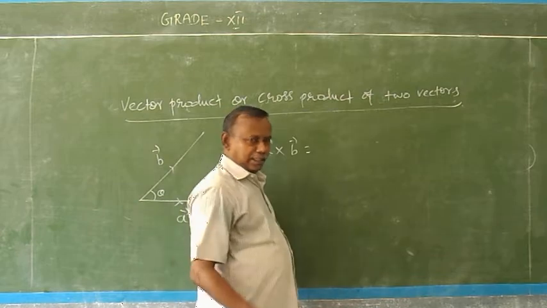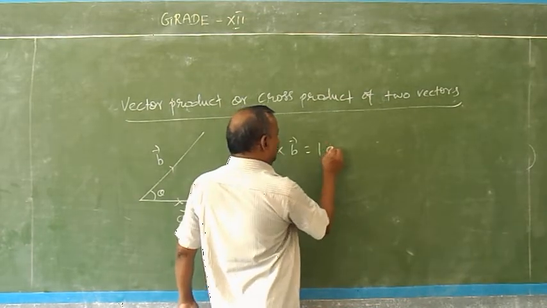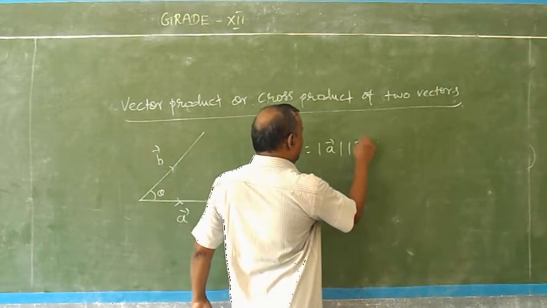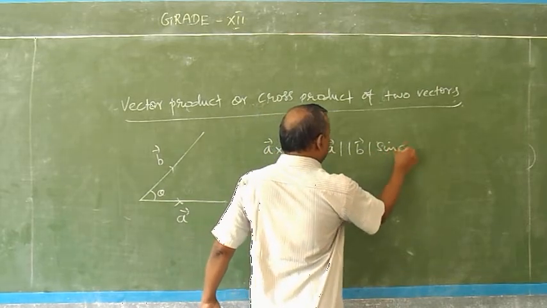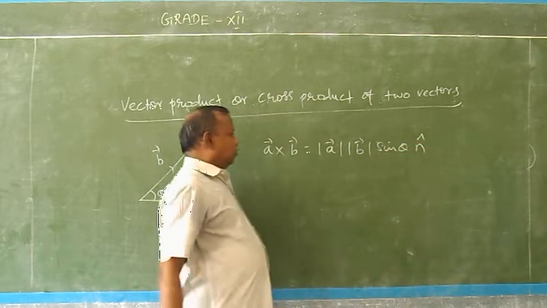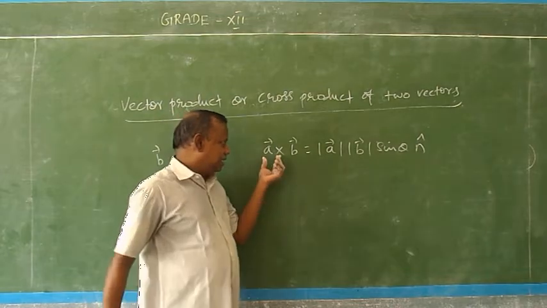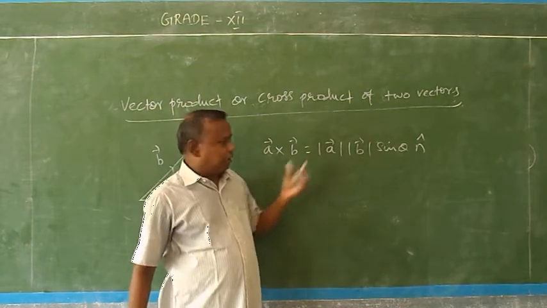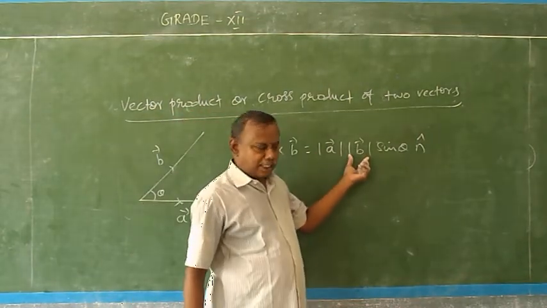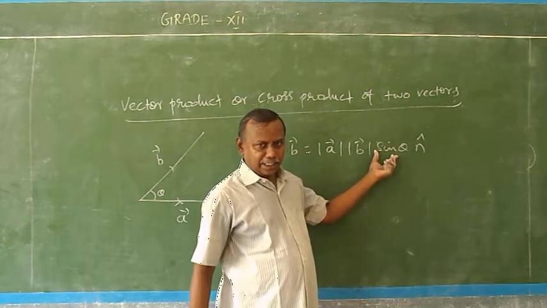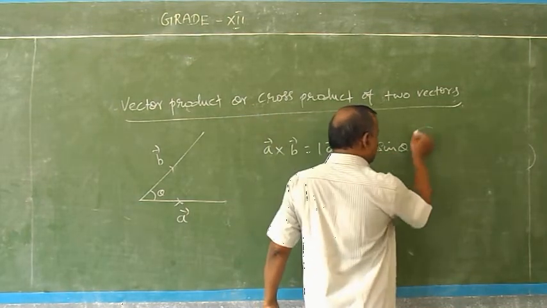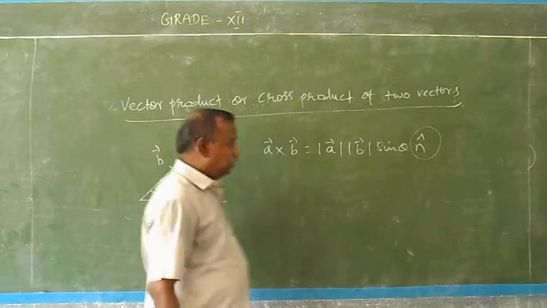Raja sir already explained, that it is equal to modulus of A vector and modulus of B vector and sin theta into n cap. Why you are putting like this: modulus of A vector is a scalar, modulus of B vector is a scalar, sin theta is also a scalar. There exists only one vector, that is n cap.